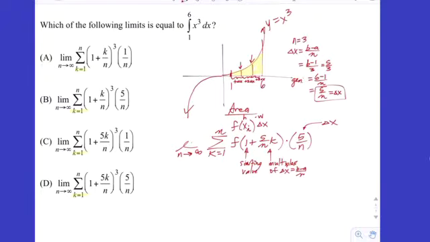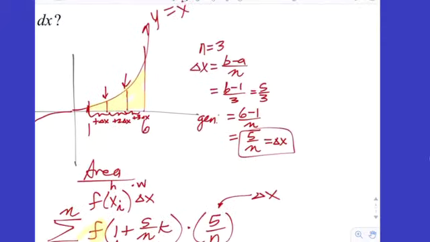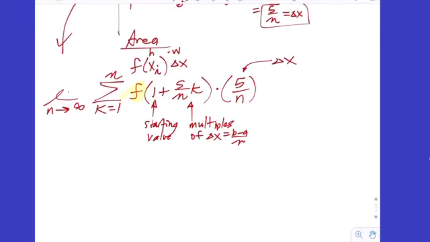D? Oh, yeah. I didn't actually apply it to my function. This is still generic. This is f of. What is our function? Our function is x cubed, right? So let's go ahead and apply that. We'll take the limit as n goes to infinity.